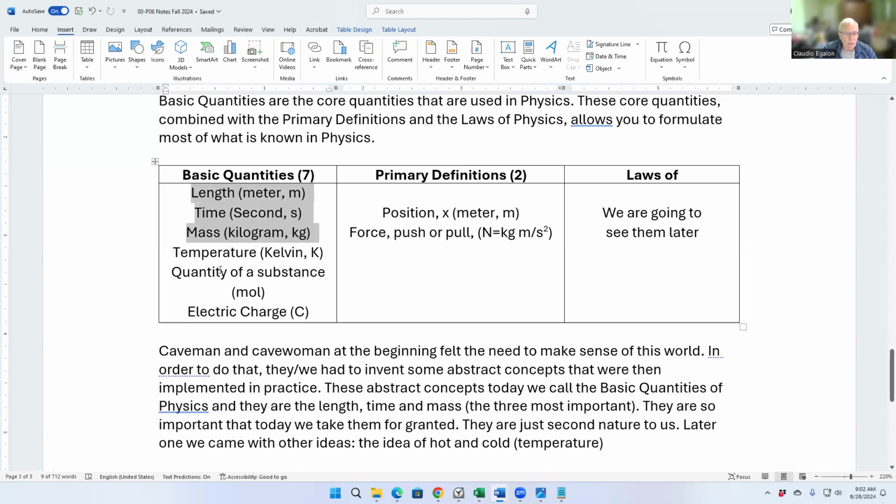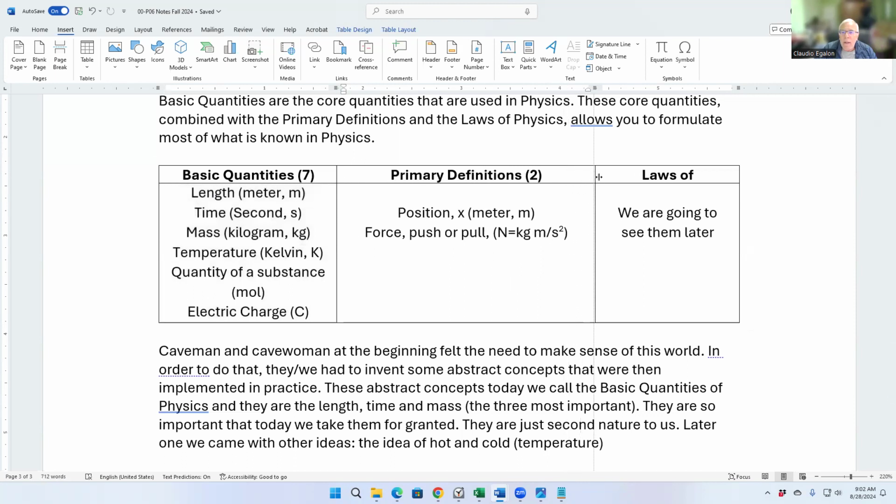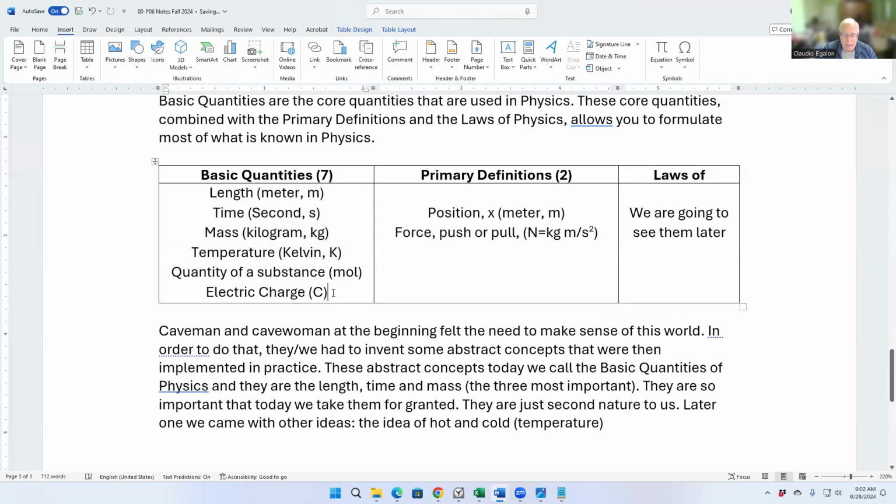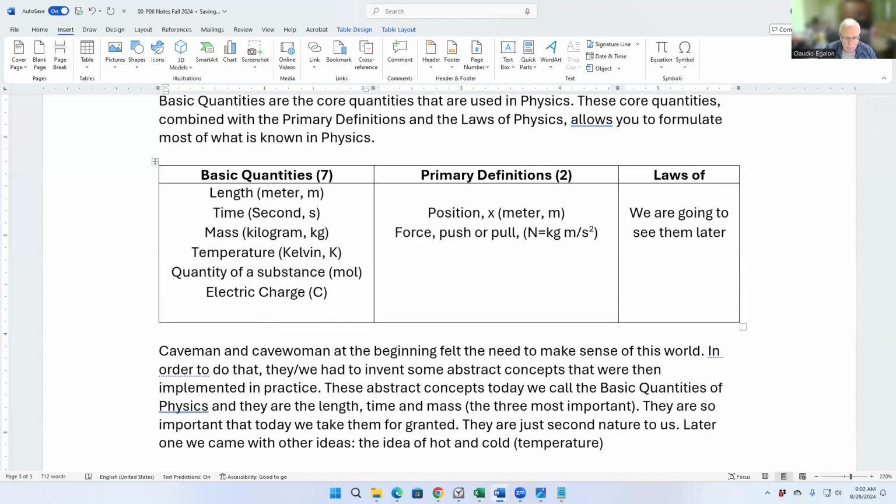Let's see, we have 1, 2, 3, 4, 5, 6, and there is just one more left. Let me organize it better here, give a little bit more space. Yeah, the last one, luminous intensity, candle, the candela from candle. Okay, and then we have this last one, luminous intensity, the candela.